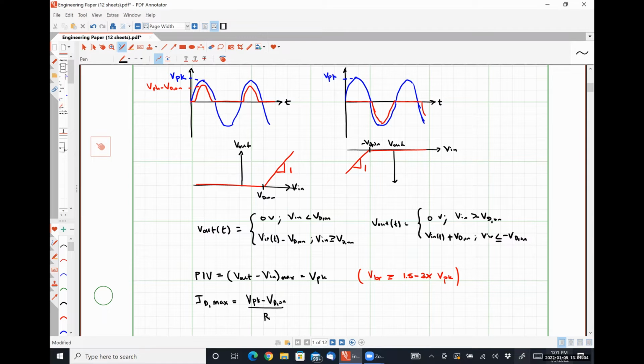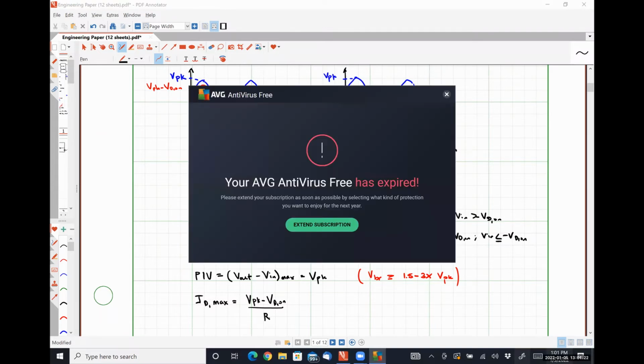Okay. So any questions regarding this simple half-wave rectifier? All right. So now let's talk exactly what Mr. Martin was saying. Let's filter this guy so that we can get some use out of it.